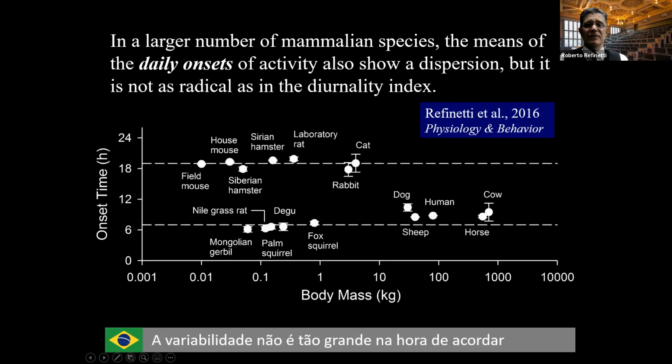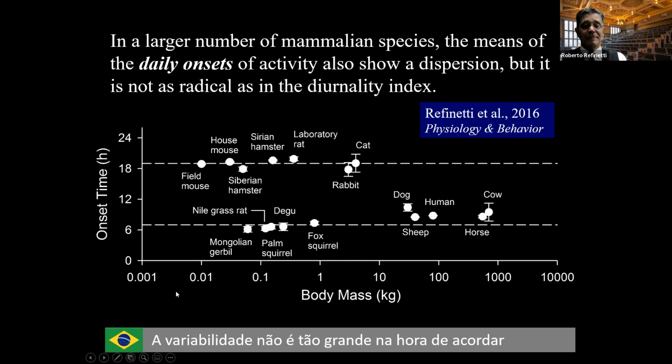Now, in a larger number of mammalian species, the means of the daily onsets of activity also show a dispersion, but it is not as radical as in the diurnality index. This is a study conducted 10 years later with a much larger number of animals. As you can see, we're going from body mass of a few grams to more than 1,000 kilograms. Horses and cows in here. These are very small mice and other rodents in here, some squirrels, rabbits, cats, dogs, sheep.